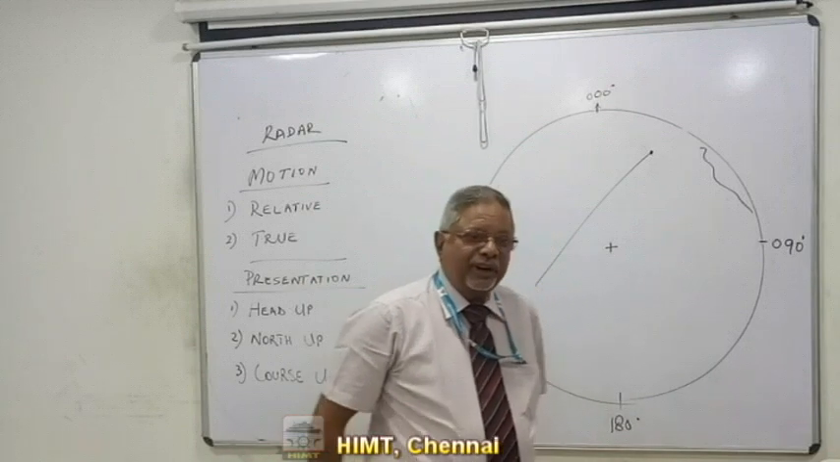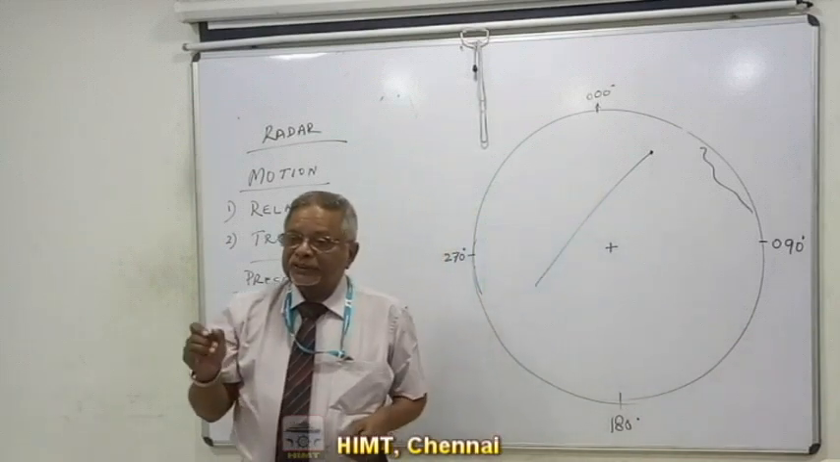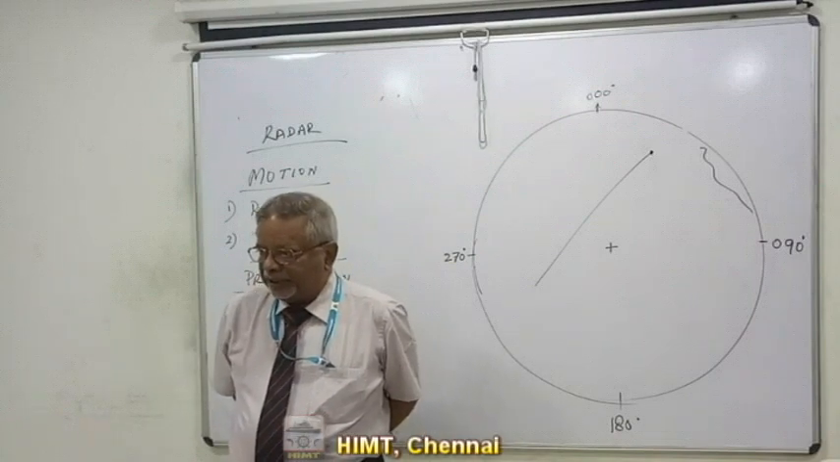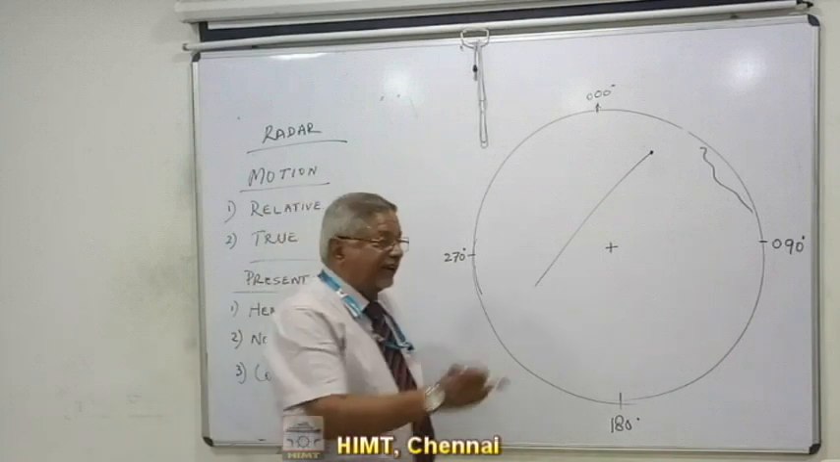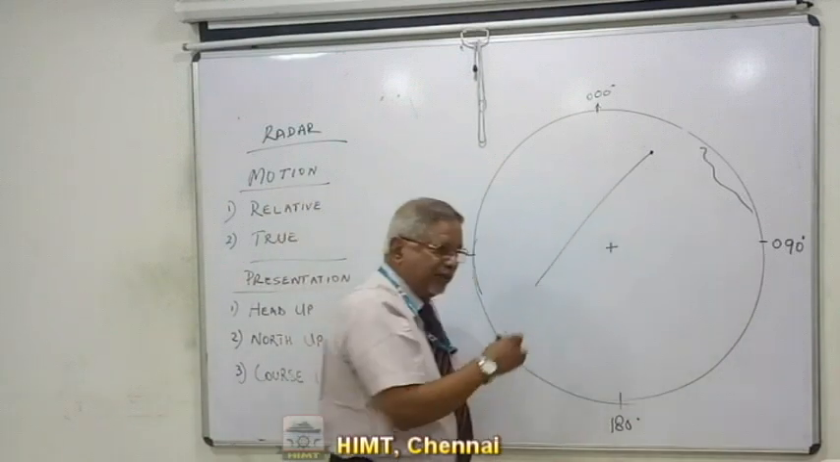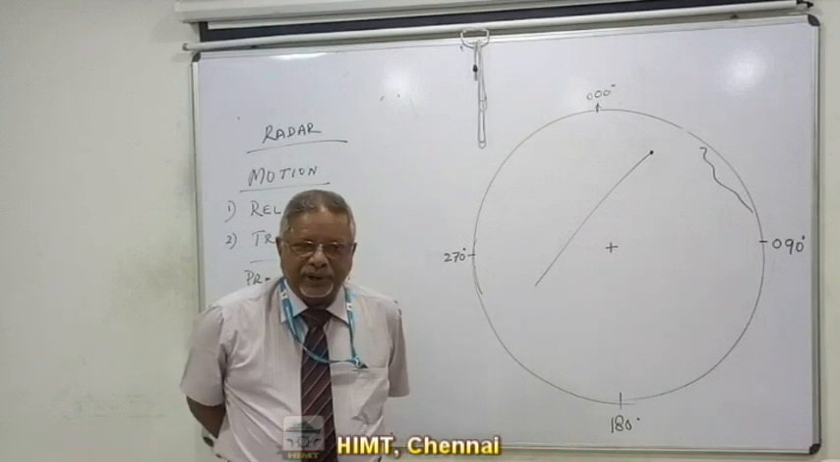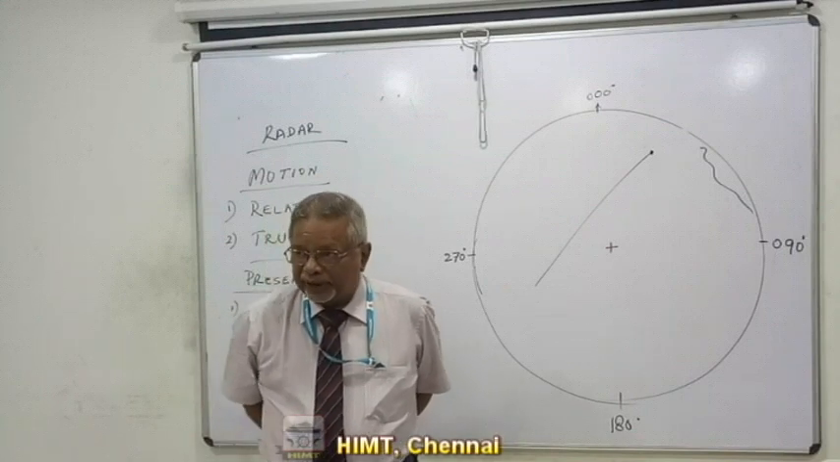And that target will continue to move on this relative line of approach as long as you are maintaining your course and speed and the target is maintaining its course and speed. That target will continue moving on this relative line of approach. And this is what we use for our radar plotting. Relative plotting.